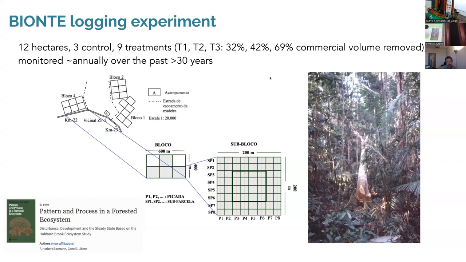I mentioned this logging experiment. So this experiment was set up in the early 80s, and the idea here was to look at how selective logging of varying intensities affected a number of forest dynamics processes. So it's a block design with these 4-hectare experimental blocks. And then the centermost hectare of each treatment is a permanent inventory plot that is now measured annually for more than 30 years.